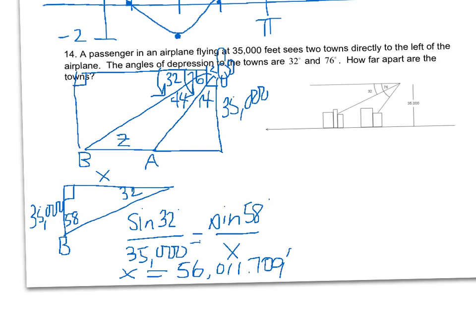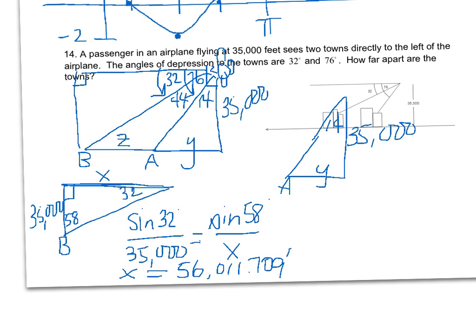Now let me pull off the other triangle, the one with town A attached to it. This is 35,000. We determined that angle to be 14, and I'm going to be looking for this length, y, because if I find y, and I just found x up here, the top piece of that rectangle, if I just subtract y from x, then you would get the length from town A to town B.